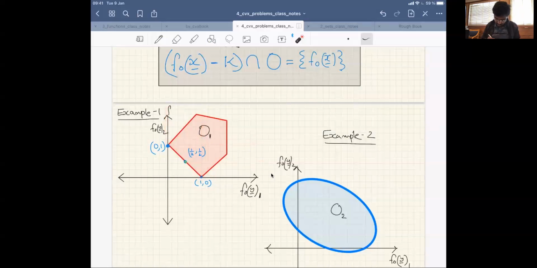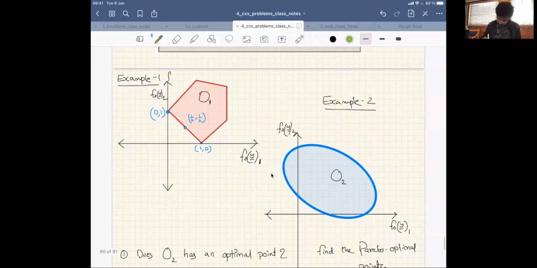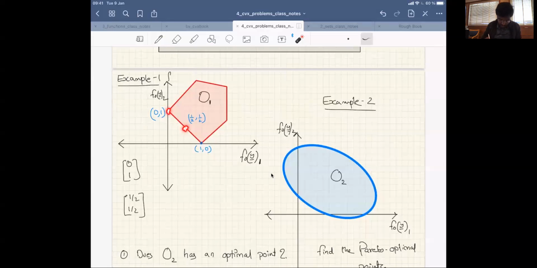Now I will ask a question. Can you compare this point? We have a vector (half, half) and another vector (0, 1). This point and this point. Can you compare these two vectors using R2 plus? Here I am considering K equal to R2 plus. So let's call this one X and this one Y.